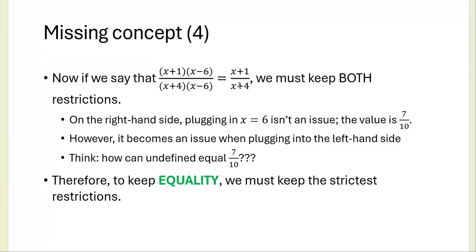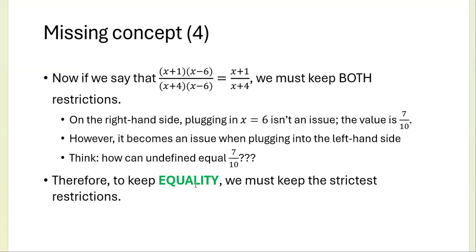Why is that the case? So here's the concept of equality. On the right-hand side, the simplified version, we can totally plug in x equals 6. It's not an issue. We would actually get a value of 7 over 10, okay? Now, we try to plug in the same value of x, so x equals 6, into the left-hand side. We run into an issue because we're dividing by 0. So let's think about it. Something divided by 0 is undefined, right? So how can something undefined equal 7/10? That's not logical, right?